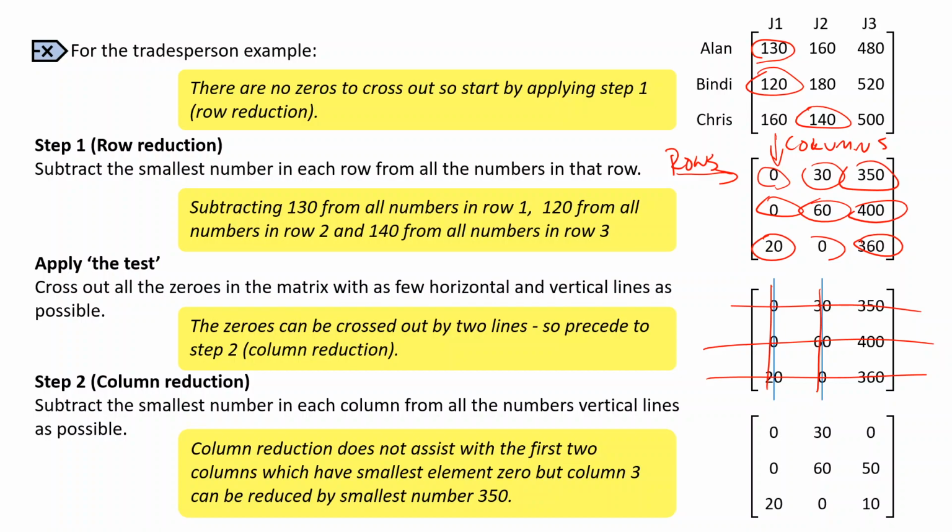So then you need to move on to column reduction, which is exactly the same as row reduction, except that you go down the columns instead. In the first column, it's going to be messy now, but 0 is the smallest number, so if you subtract 0 from everything, everything stays the same. Same with the second column. But in the third column, 350 was the smallest number, so you get 350 minus 350 is 0, 400 minus 350 is 50, and 360 minus 350 is 10. So that's how we get to column reduction.